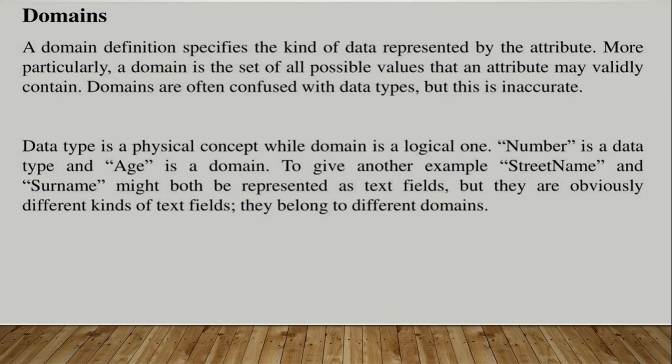Now we have domains. So what is a domain? It specifies the kind of data that is represented by the attribute. So it is a set of all the possible values that an attribute may validly contain, right? Most people are confused with data types, thinking that domains and data types are the same, but that is inaccurate. If we take an example, number is a data type, but age is a domain, right? So these are some examples of domains.